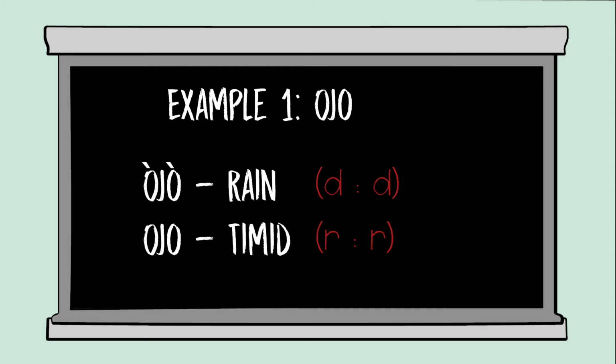Now, let us take examples of words with similar spellings but which take up different meanings at the application of tonal marks. The first example is o, g, o. If we apply the tonal marks of do, do, we will have ojo, which means rain. And if we apply the tonal marks of re, re, we will have ojo, which is timid.